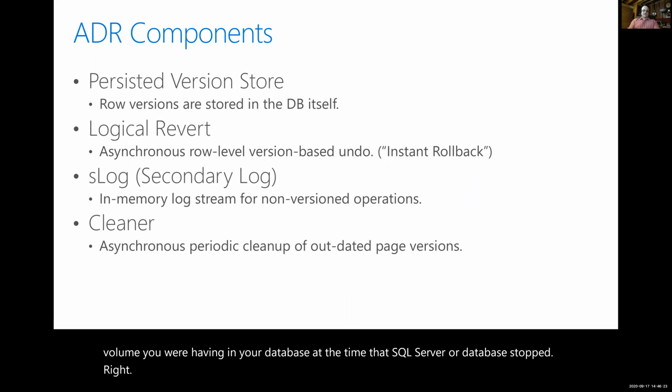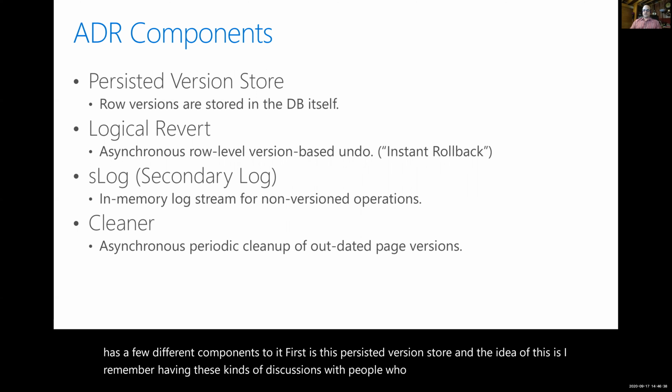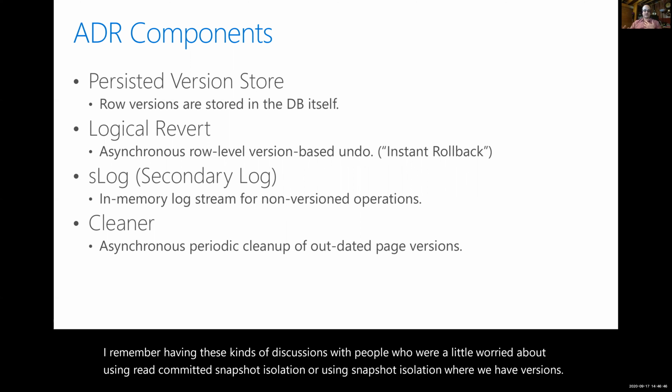So what's the new stuff? Well, the new stuff is ADR, or Accelerated Database Recovery, and it has a few different components. The first is the persisted version store. I remember having discussions with people who were a little worried about using read committed snapshot isolation, or snapshot isolation, where we have versions of records in our database.